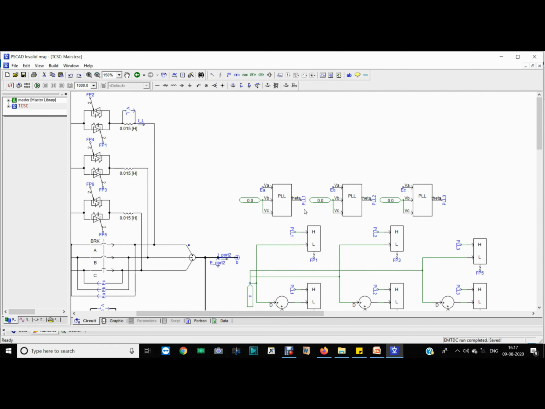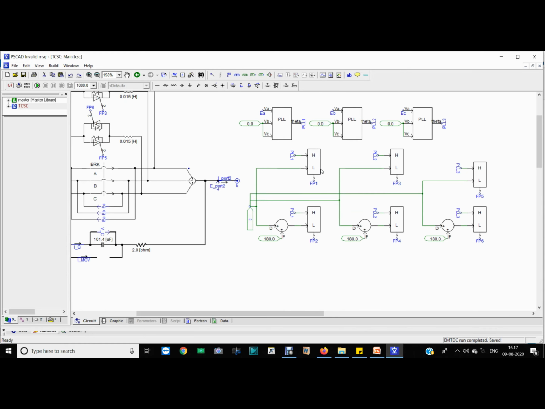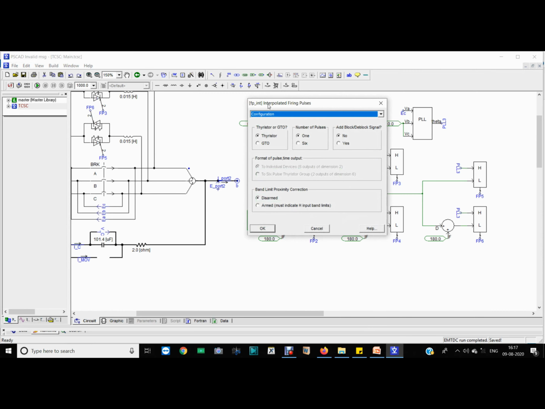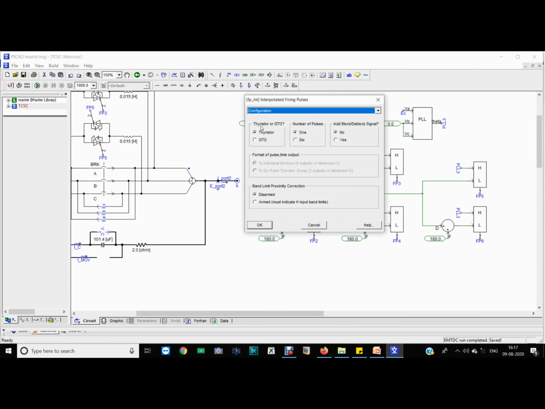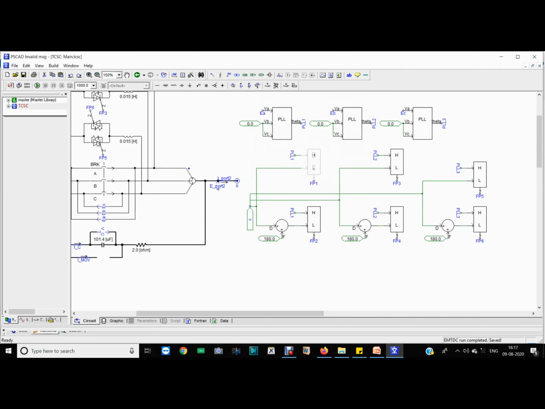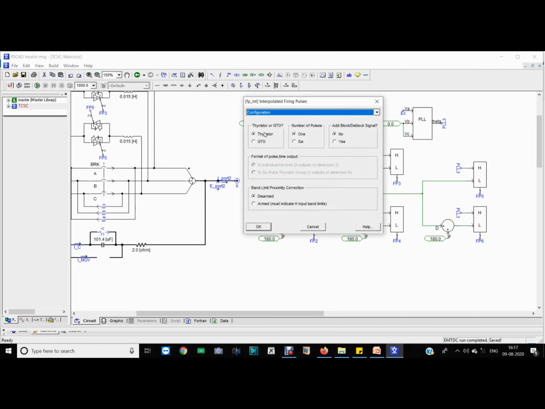And now we will get the PLL1 output, where we get the ramp signal maintaining the phase of EA. Like that we will get the PLL2 and PLL3 for phase B and phase C respectively, right? Now this HL, high low, is nothing but a firing pulse generator. This can be thyristor based, this can also be GTO based. So we have taken a thyristor for this anti-parallel switch, so we have to select this thyristor.